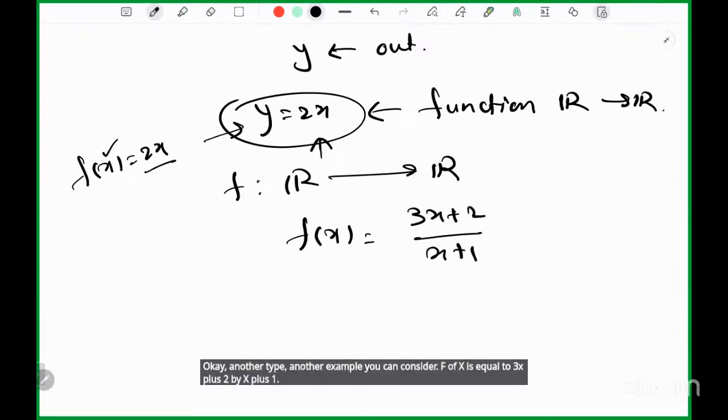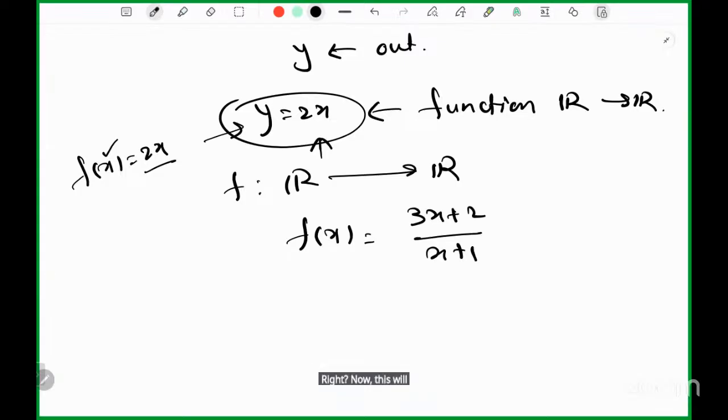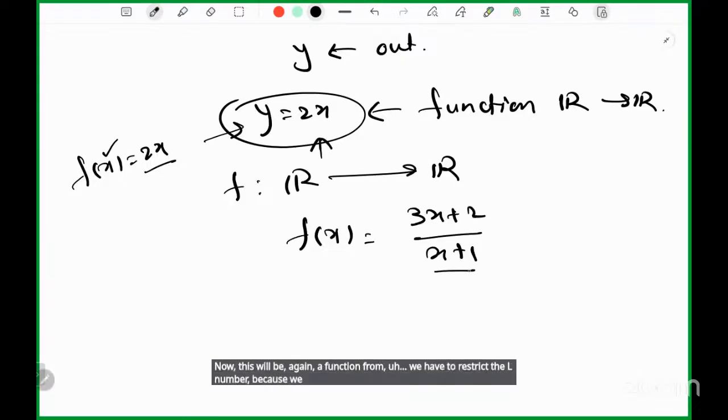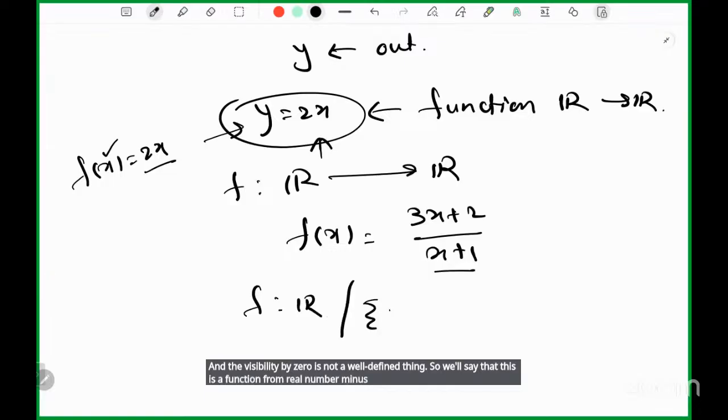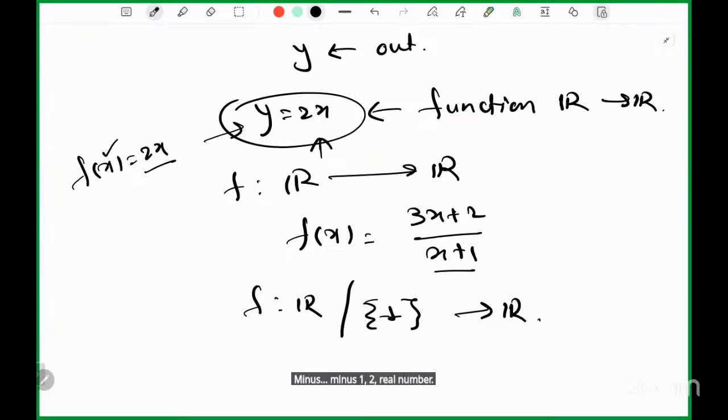Now this will again be a function, but we have to restrict the real numbers, because we know that if you take x equals -1, this denominator will become 0, and division by 0 is not a well-defined thing. So we'll say that this is a function from real numbers except -1 to real numbers. So this is another way of representing a function.